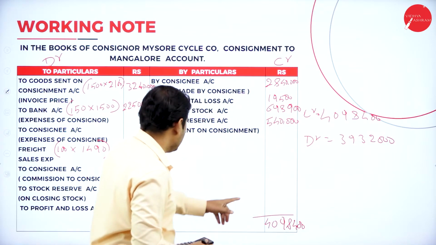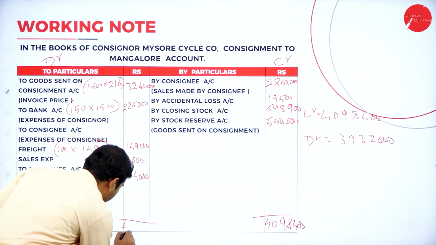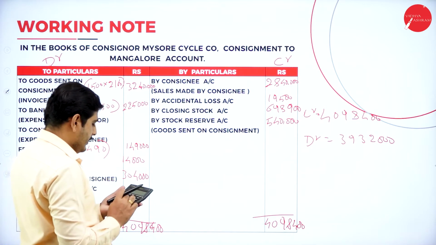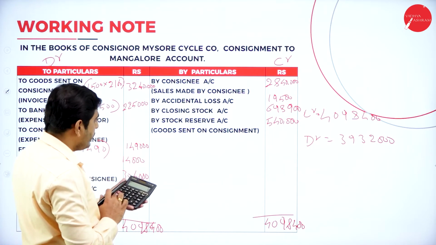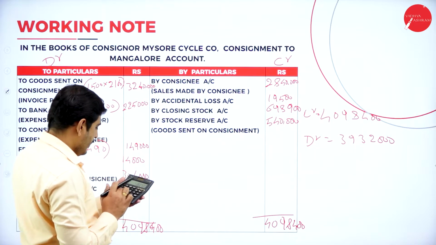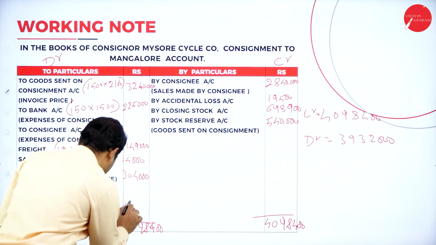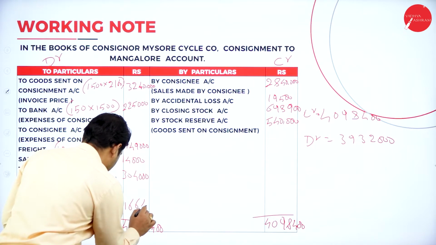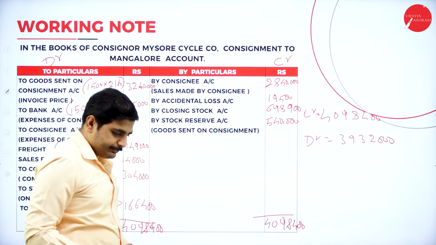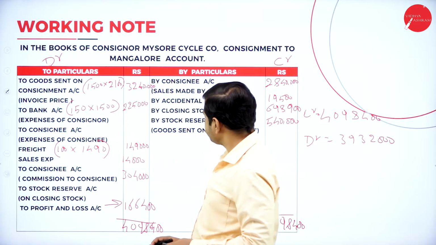The credit side is more. So that's why I have written the credit side on both sides, 40,98,400. Now let's identify the difference. The difference is 1,66,400, which is the profit and loss account. This is the profit we got.